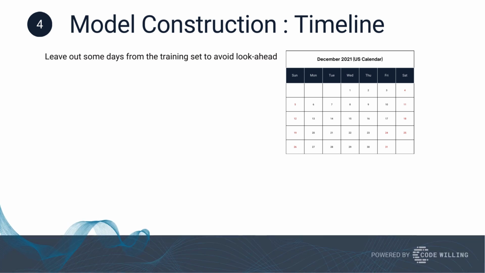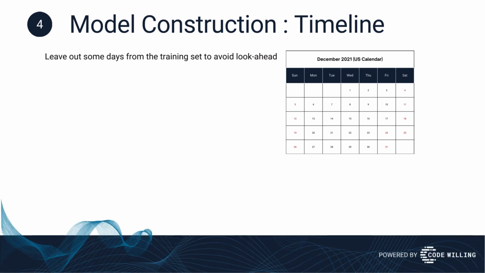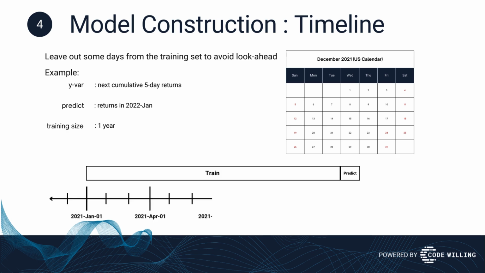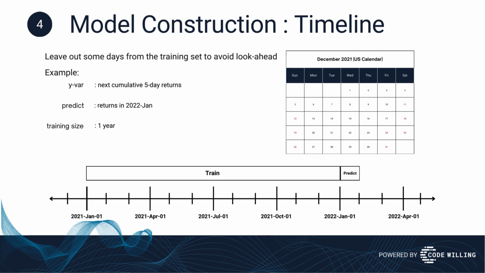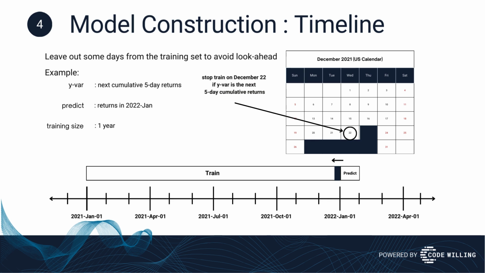Since we are to predict future stock returns, we also need to be mindful of having to leave out some trading days at the end of the training period. The number of days to skip is the count of days needed to calculate the future returns we are to predict. In our example earlier, if we want to predict the next cumulative 5-day returns, we need to skip the last 5 trading days, December 23rd to 30th, and thus train our model only from January 1st, 2021 to December 22nd, 2021. A more detailed explanation on this will be provided in the next video.